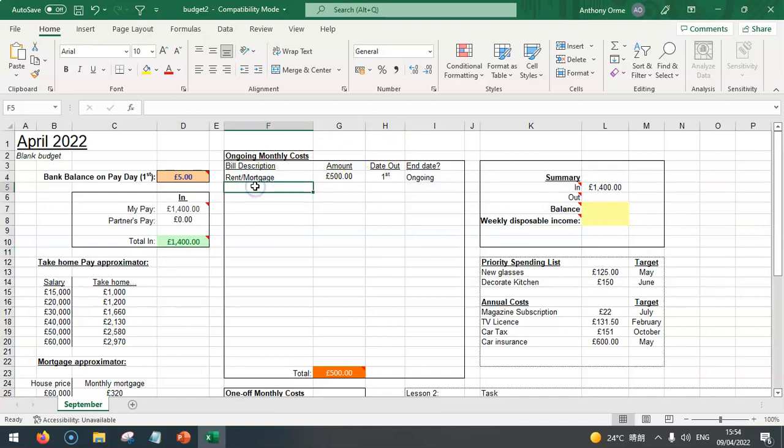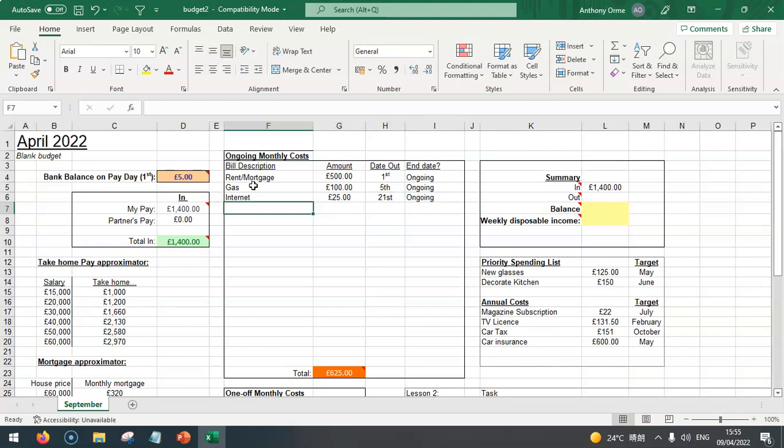Maybe I've got gas. I'd say this is regular payments. I think my gas is about maybe £100 a month. Okay, and that comes out the 5th, and it's ongoing. Maybe I have my internet. Okay, that could be about £25 a month. Okay, and that comes out on the 21st. Ongoing.